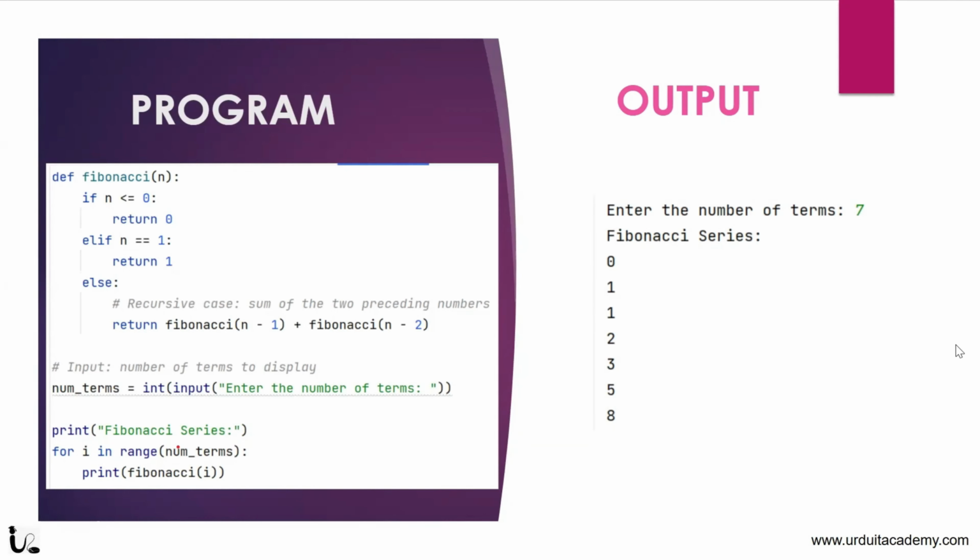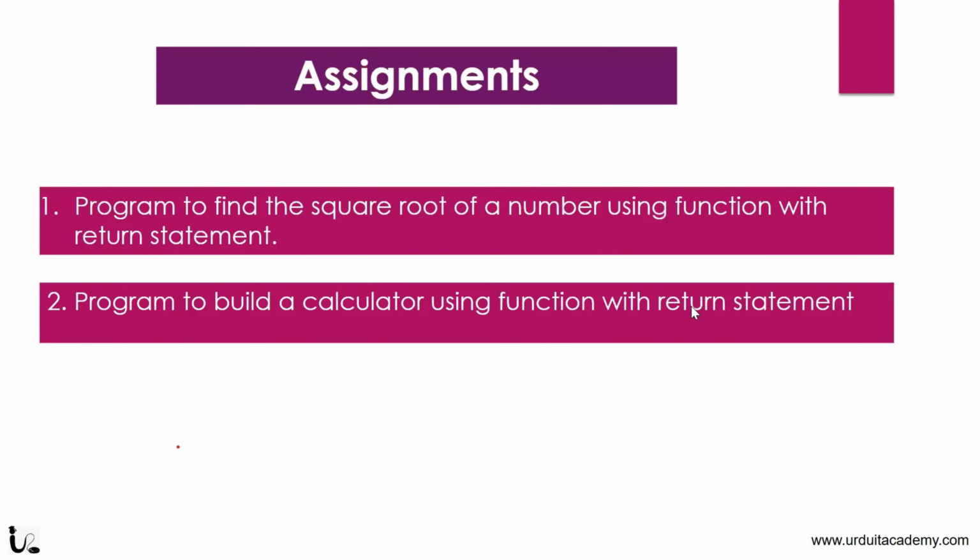Now I'm going to give you two assignment questions so that you can practice. The first question is to create a program to find the square root of a number using a function with a return statement, which means you have to ask the user to enter a number and you need to create a function to find the square root of a number. Okay, and you have to return it to the place it was called.